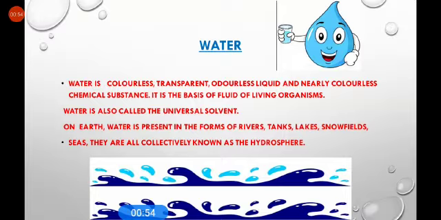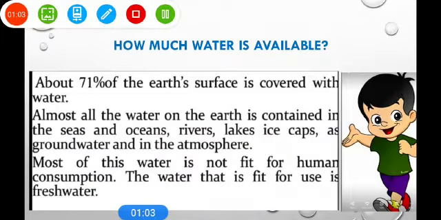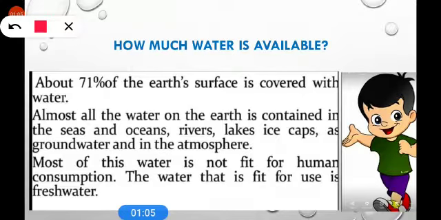On earth, water is present in the form of rivers, tanks, lakes, snowfields, seas, and they are collectively known as hydrosphere. How much water is available on earth?